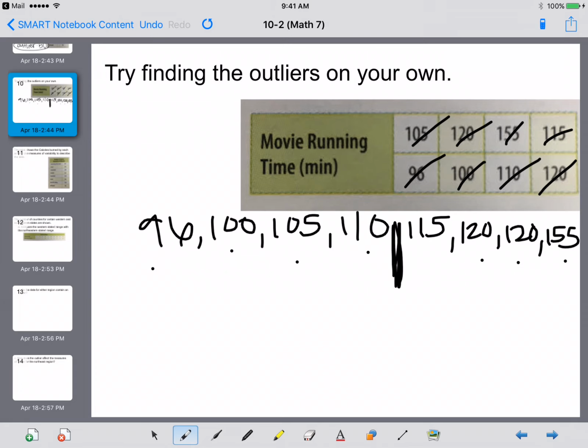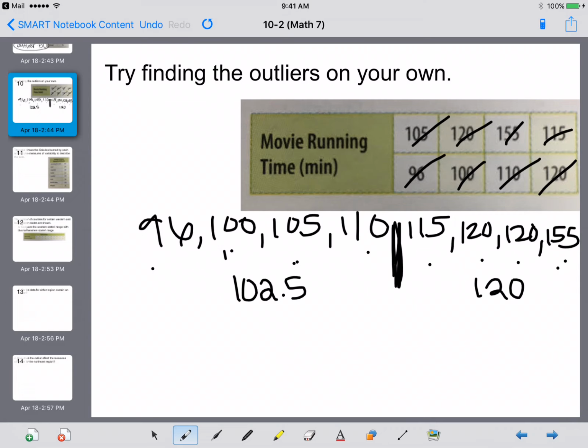First quartile. The first quartile is 102.5, because halfway between 0 and 5 is 2.5, and then you just add the 100 onto it since we're working in the hundreds here. And over here, 115, 155. What's between 120 and 120? Well, guess what? That's 120.